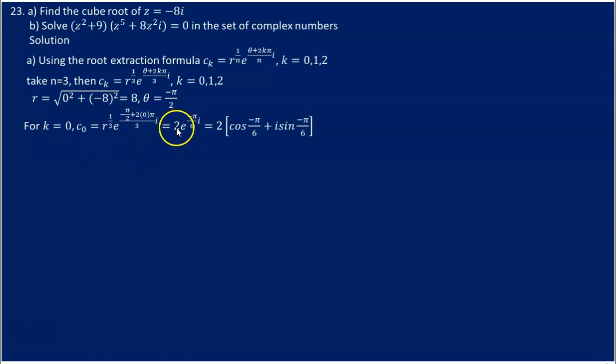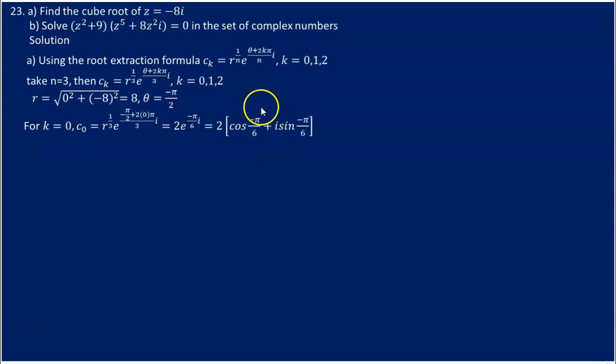So 2 comes as it is, then e is a power of, look, this goes to 0, then minus pi over 6 is going to remain. So e is a power of minus pi over 6i. According to Euler's formula, this is basically 2 into cosine of negative pi over 6 plus i times sine of negative pi over 6. We know that cosine is an even function, so cosine of a negative angle is the same as cosine of a positive angle.